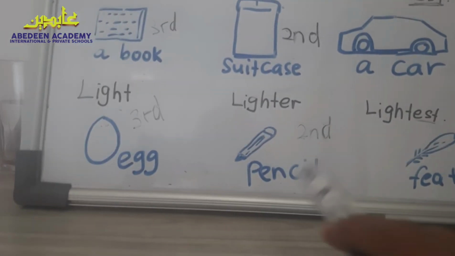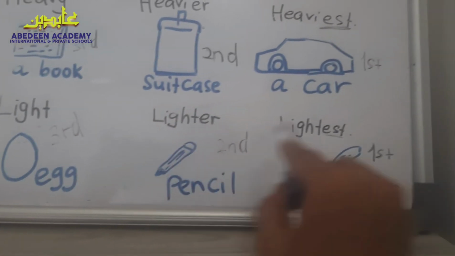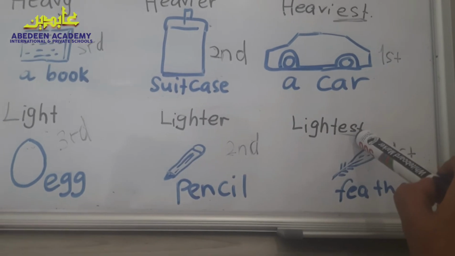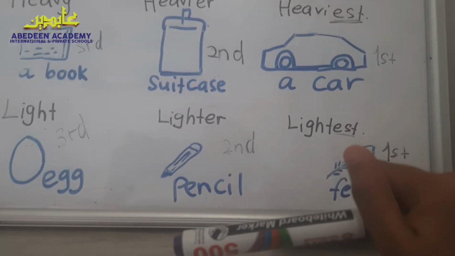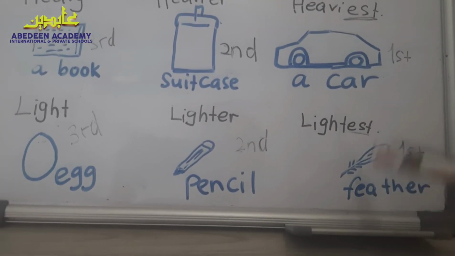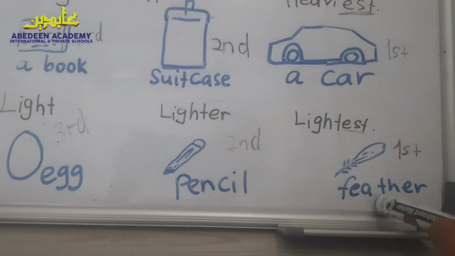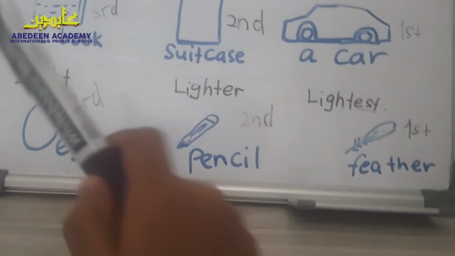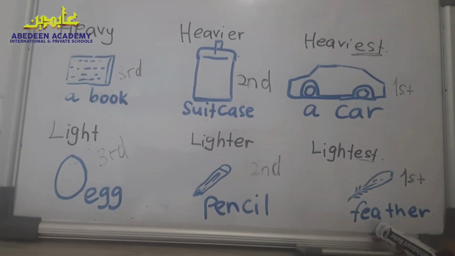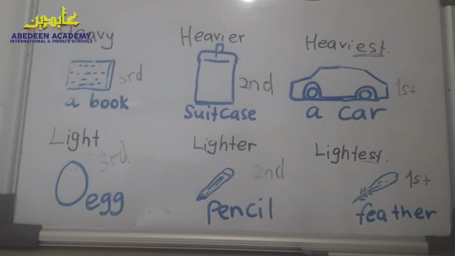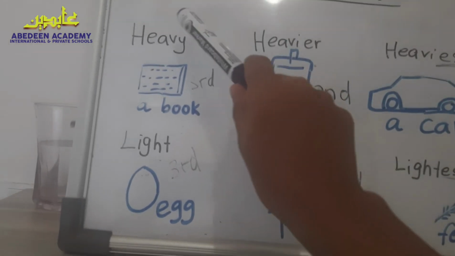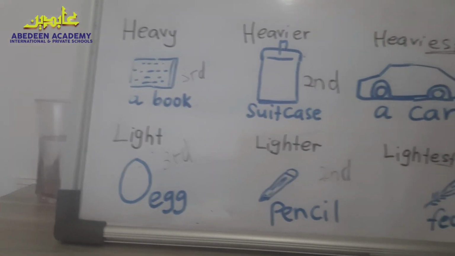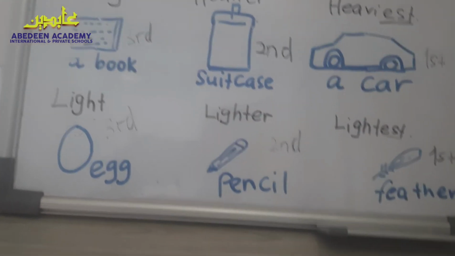All right, same here when we want to compare three objects or more. The word we're going to use is lightest, right? So I'm going to talk about the feather. So I will say the feather is the lightest, right? It's the lightest among the feather, pencil, and egg. So the feather is the lightest. All right, very good. So don't forget about these words: heavy, light, heavier, lighter, heaviest, and lightest.